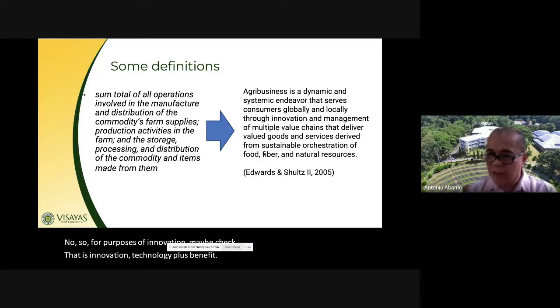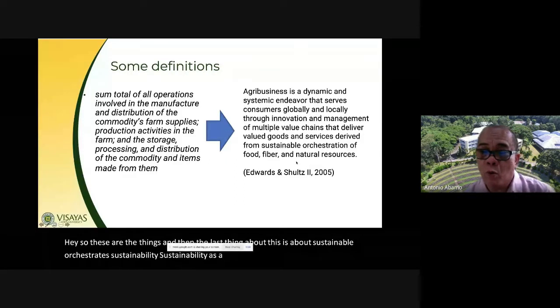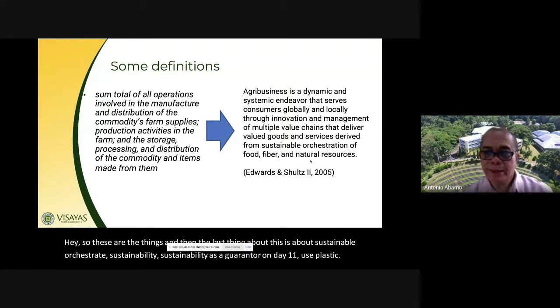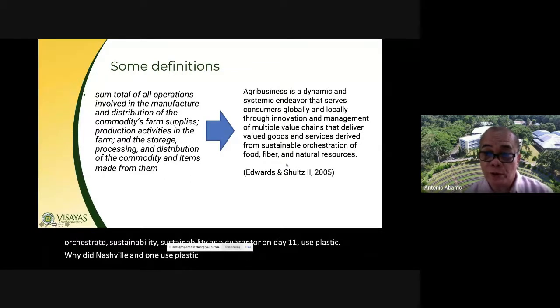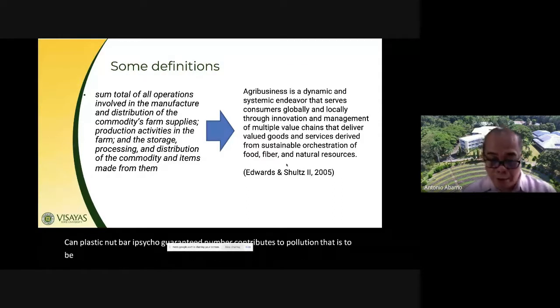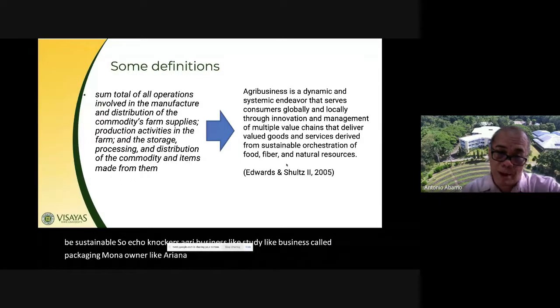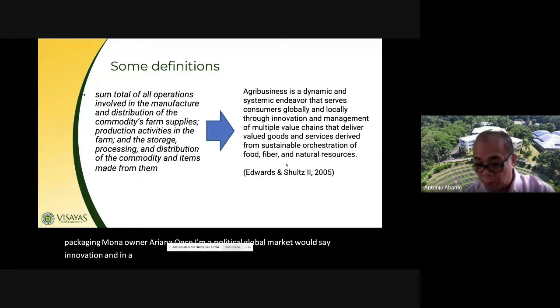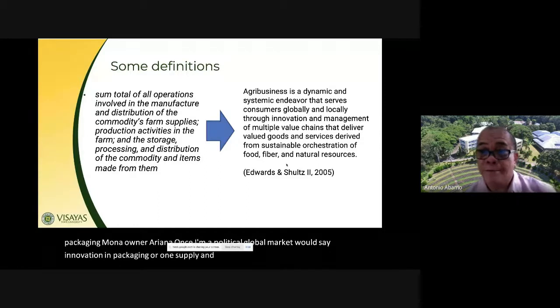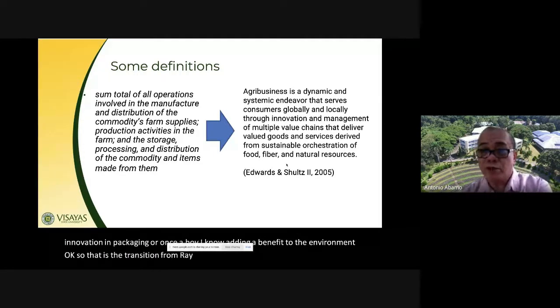Okay. So, these are the things. And then the last thing about this is sustainability. Kasagaran karon, di na sila mo-one-use plastic. Why? Because it contributes to pollution. Inanglan ka ug plastic na ma-recycle. Karon di na mo-contribute sa pollution. That is to be sustainable. So ikaw, nag-agribusiness, nag-study, nag-business ka og packaging, unsay mapalit sa global market, unsay innovation aning packaging, o unsa pa, aning benefit to the environment. Okay. So that is the transition from Ray Goldberg to Edwards and Schultz.